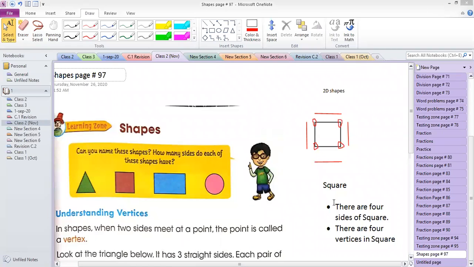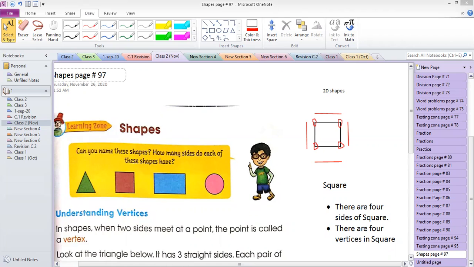So guys, in 2D shapes, you should know how many sides the square has. So you said 1, 2, 3, 4. How many vertices in the square? So you say 1, 2, 3, 4. So this is something you should know, that the square has 4 sides and 4 vertices.